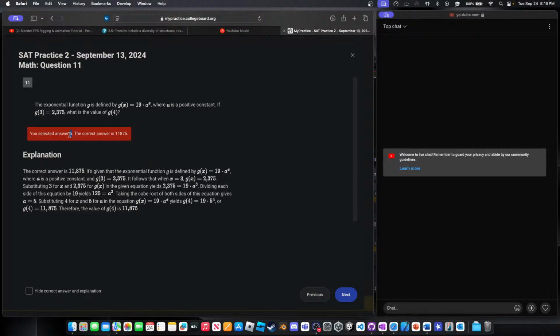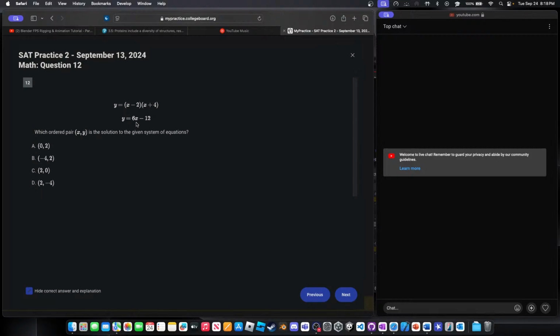Now I selected 5 because I actually subtracted 19 rather than divide 2,375 by 19. So yeah, that's why. If you actually divide it, the fourth root of 2,375 divided by 19 is 125, you would get 5. And 19 times 5 to the power of 4 is 11,875. And then that would be our correct option.